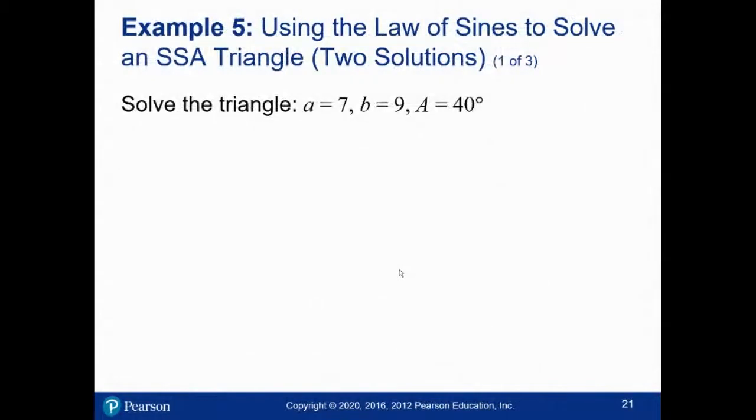What if there's two solutions? So we're given two sides and one angle. The angle is not in between those two sides, so we're in the SSA scenario. And you can always recognize this by just drawing it.